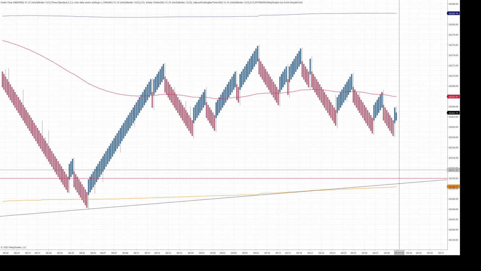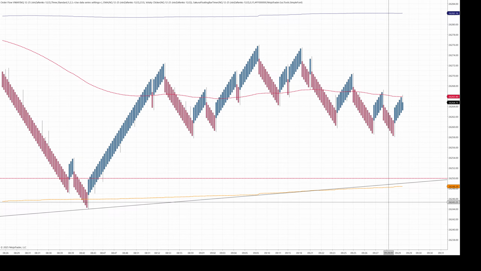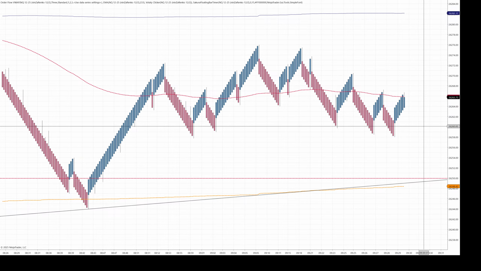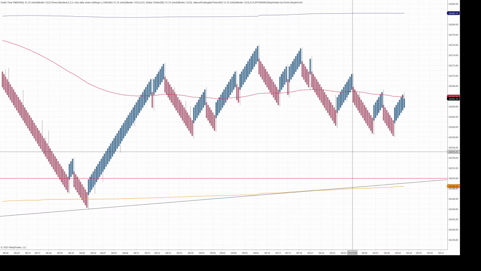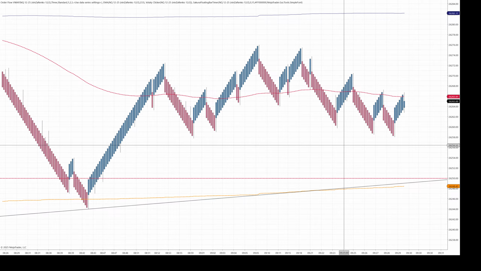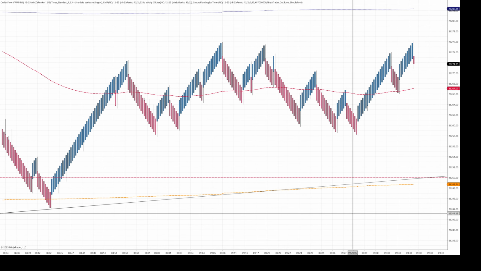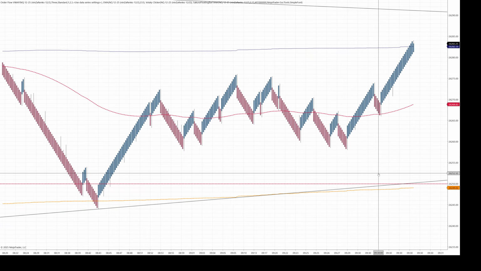All right, we have about 30 seconds here. All right, there's the market open right there. You guys can see the chart is moving very quickly.